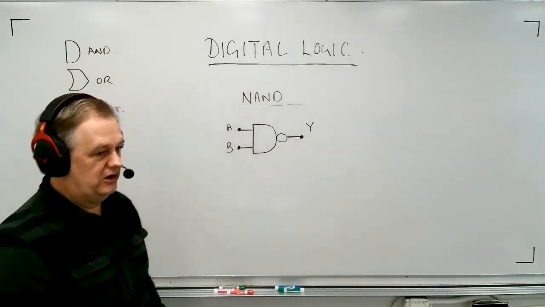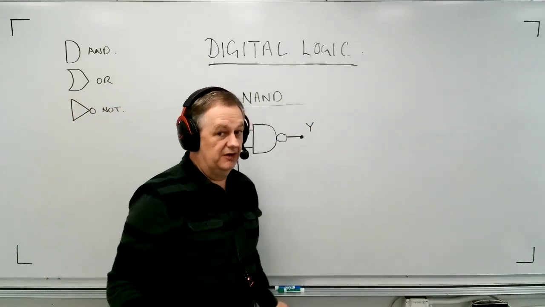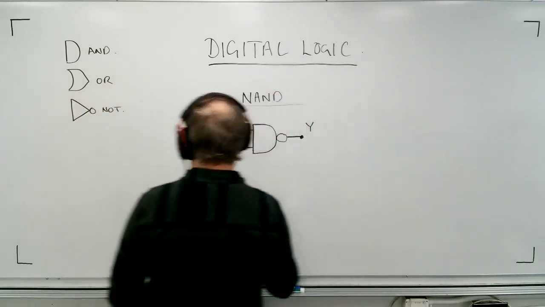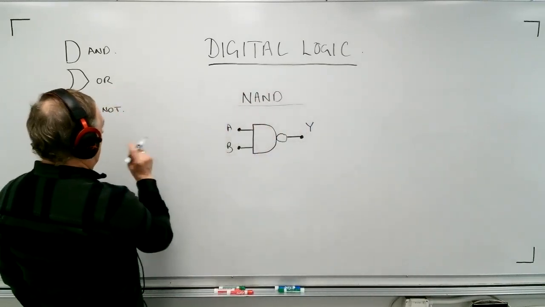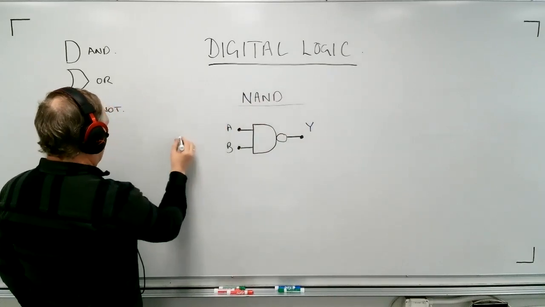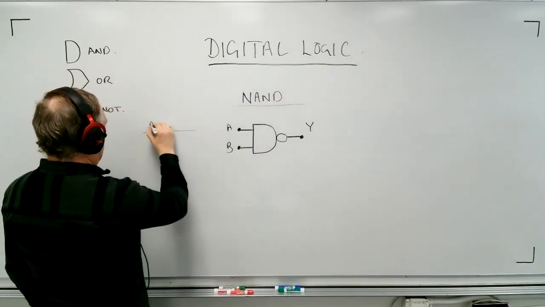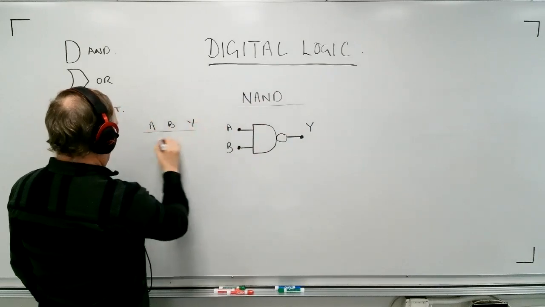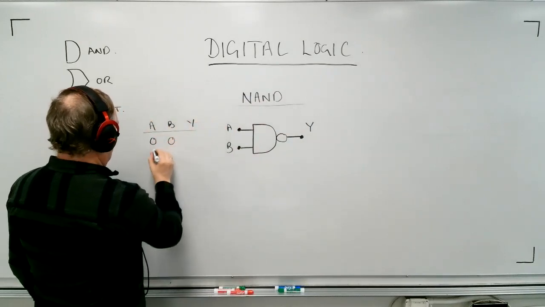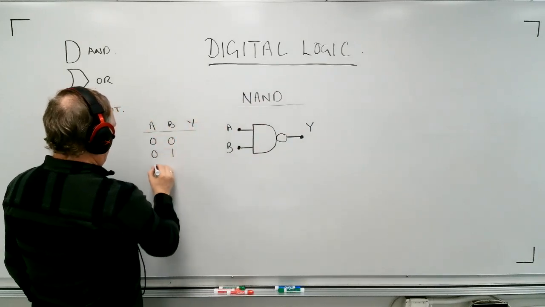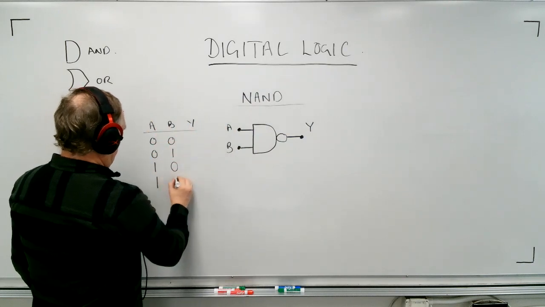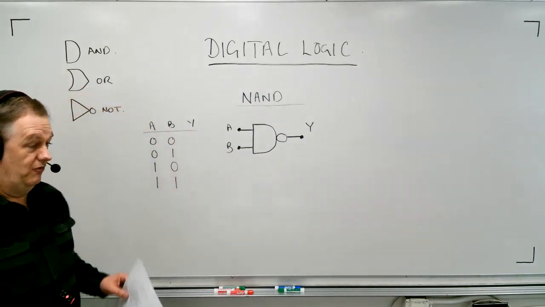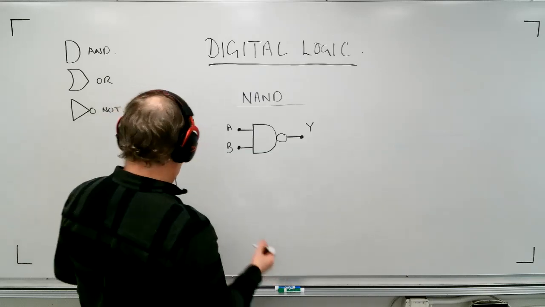Now the first thing we want to do is make a truth table for this. And if you refer back to the truth table we made for the AND, you're going to notice something right away. A, B, and Y. 0, 0, 0, 1, 1, 0, 1, 1. Those are the options that we have in terms of what input we put into this gate.